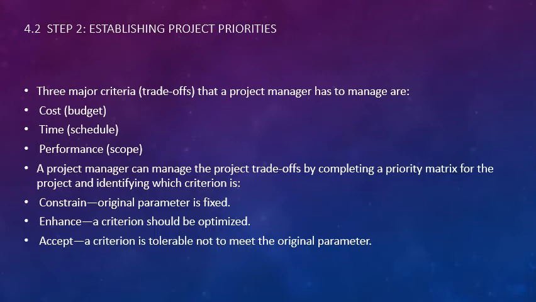The project manager can manage project trade-offs by completing a priority matrix for the project and identify the criteria. So constrain, is it an original parameter that is fixed? Enhance, is it a criteria that will be optimizing things? Or accept, a criteria that is tolerable, not to meet the original specs. So we can kind of move and adjust, but we're going to try and stay within our confines.